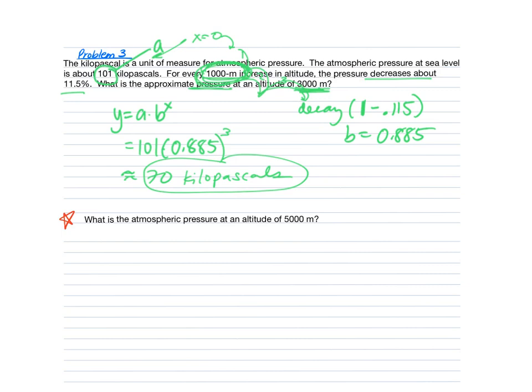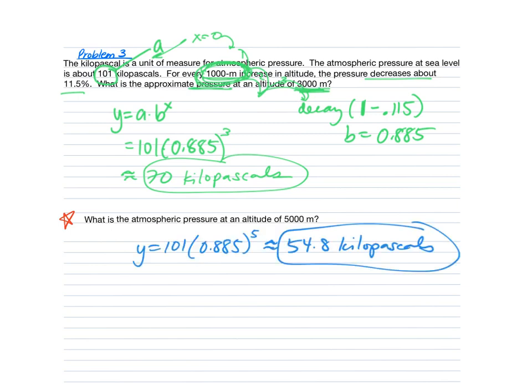Okay, so try this one again, but now it's at 5,000 meters instead of 3,000 meters. How does that change this problem? Press pause, try it on your own, and then check back for the solution. Okay, what that changed was just that since it's going to 5,000 meters, it goes up 1,000 five times. So our X is 5, and that changes the answer to 54.8 kilopascals.